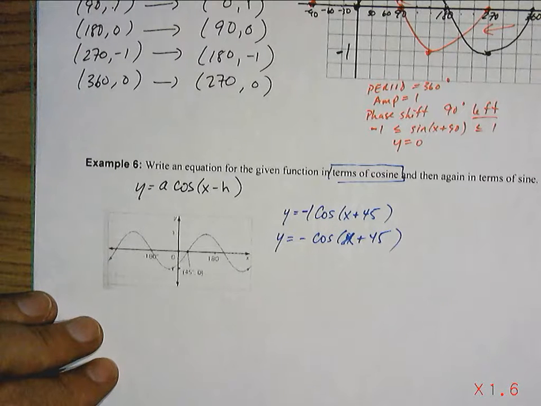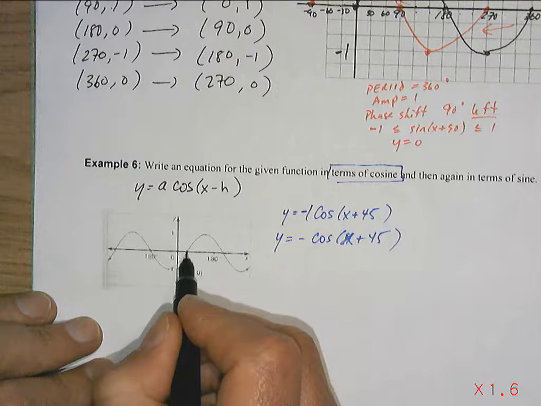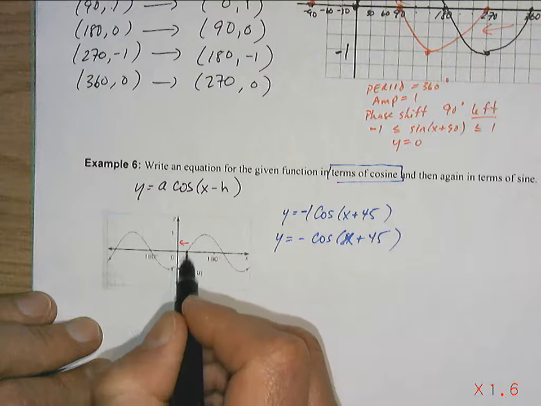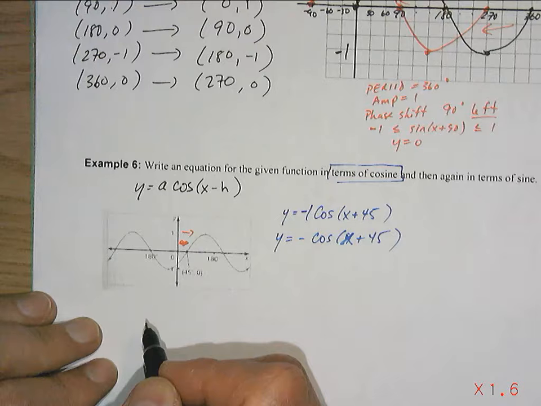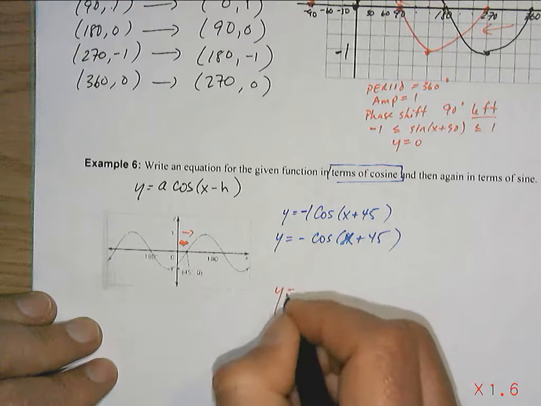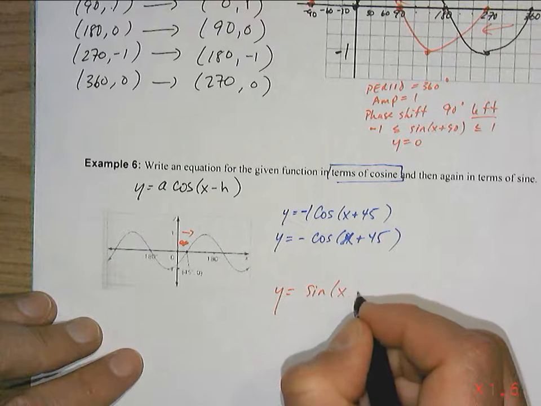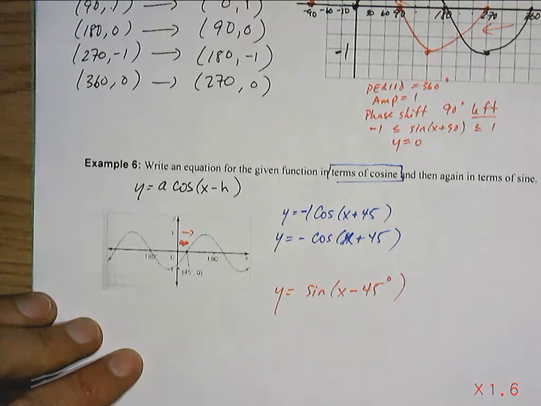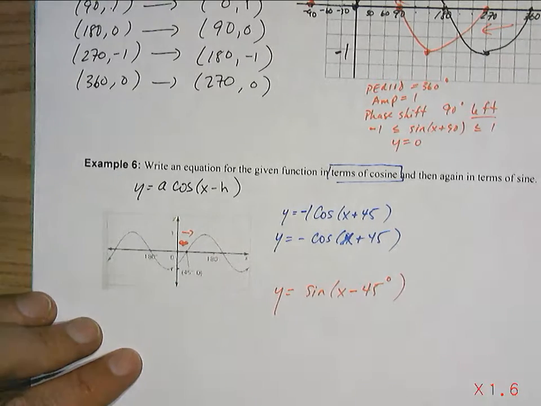Now in terms of sine, it's a little bit different. In terms of sine, sine starts at 0. So if we move this whole thing that way, then we'll end up back at sine. So what's happened is it's been moved forward 45 degrees. So in terms of sine, the amplitude's still 1, but it would be x minus 45 degrees. And that's moved the whole thing forward. So this is in terms of cosine, which is pretty tough. This one's in terms of sine, which is a little bit easier.